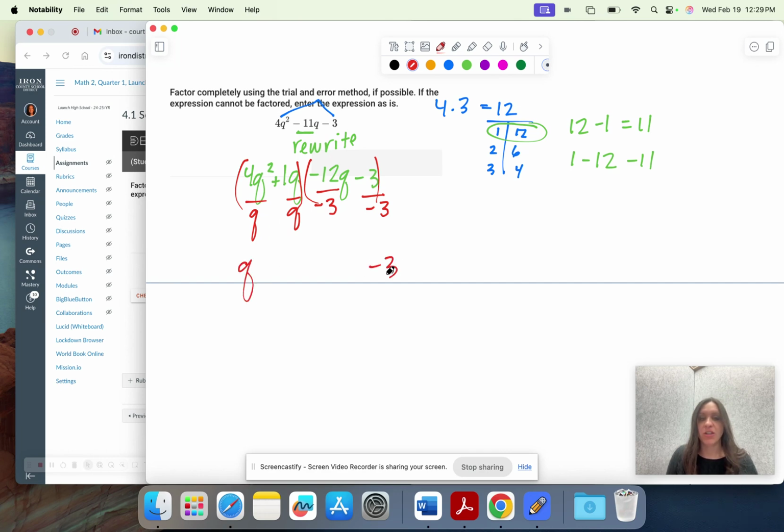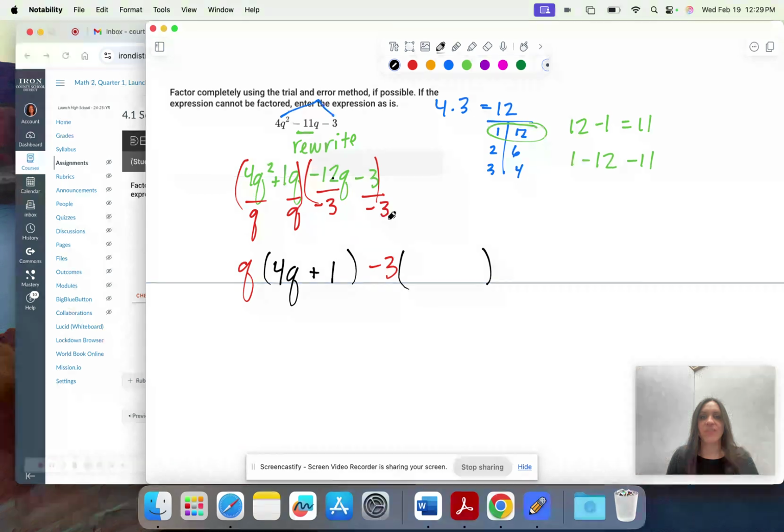So q minus 3 is what we took out. Then we're going to write the leftovers from each factor. So we still have a 4 and 1q, and then we have a 1. So that's right why I wrote that 1. And you're like, why'd you write that? It's because I knew it was going to come down here. So I was kind of thinking ahead.